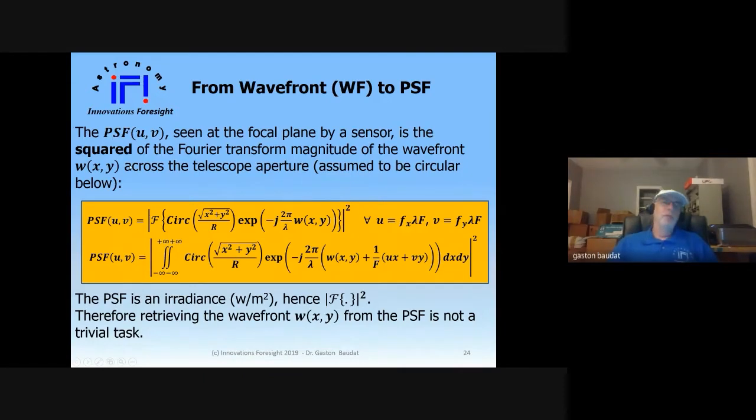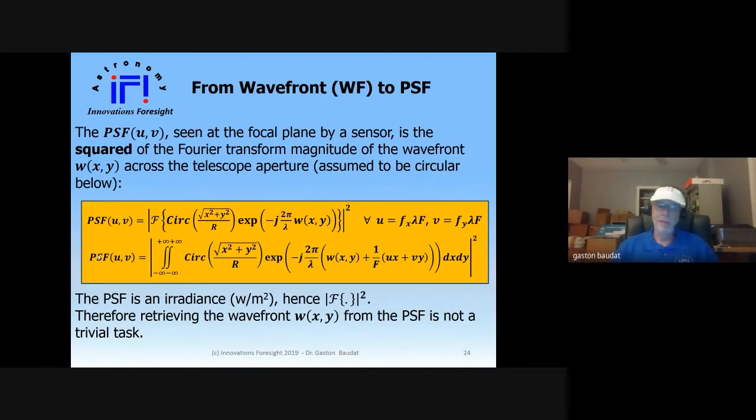So now, I'm not going to talk about the math here, that's not the goal, but if you know the wavefront, you can compute the PSF. That's an easy one to do, mathematically speaking. You just have to compute the Fourier transform of the wavefront and take the square of its magnitude, and you get the PSF, basically the image you see on your sensor. So having the wavefront, you can compute the PSF.